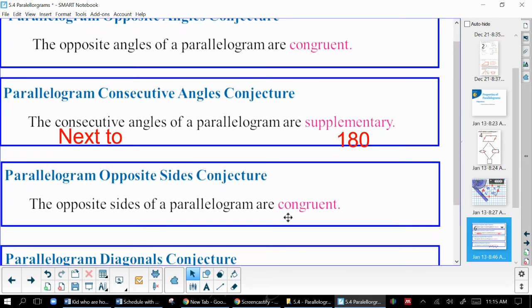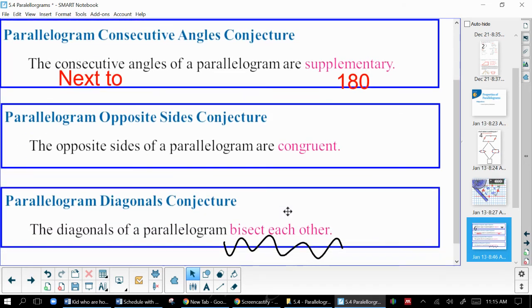The opposite sides are congruent, and the diagonals bisect each other. They cut each other in half. Those are the 4 things that are true of every parallelogram, including all rectangles and rhombuses and squares. There are other things that are true about rectangles and rhombuses and squares, but these are true too.